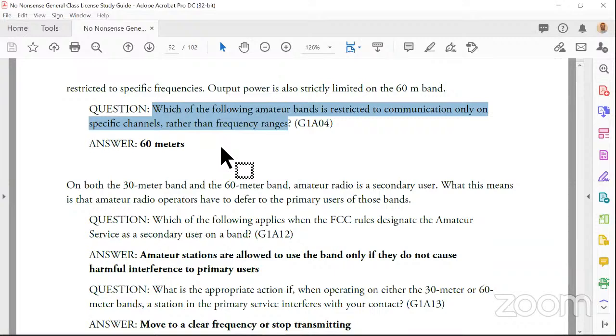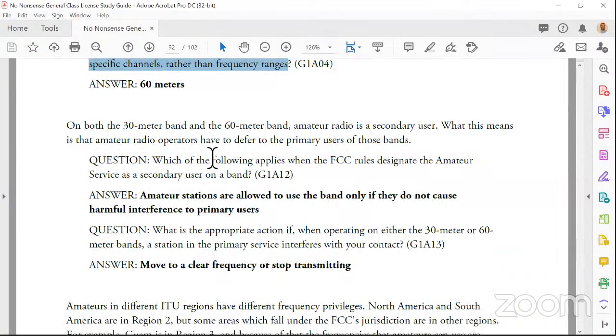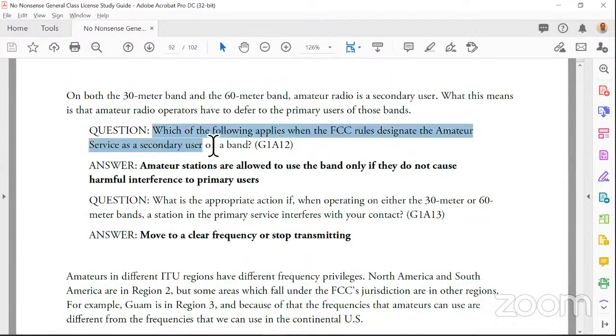That band is channelized. So you cannot just jump on any frequency. You have to go to specific frequencies, whether you're doing USB or whether you're doing CW. There are specific frequencies, and it's 5 of them actually. So the answer to where you can only communicate on specific channels or channelized operations rather than tuning to any frequency or the frequency range, it's the 60-meter band. Sometimes we call it the oddball band. All right, next question.